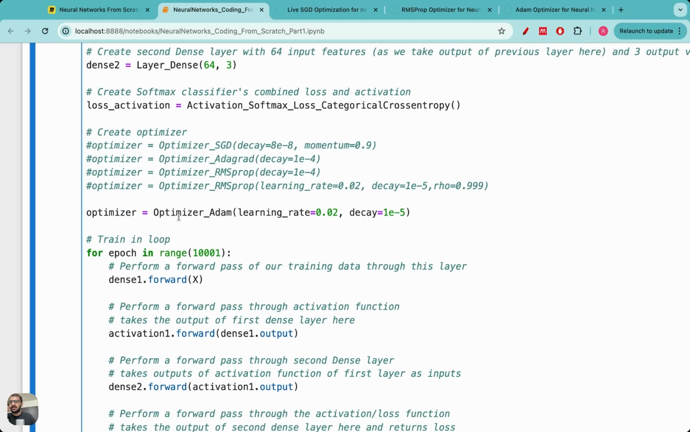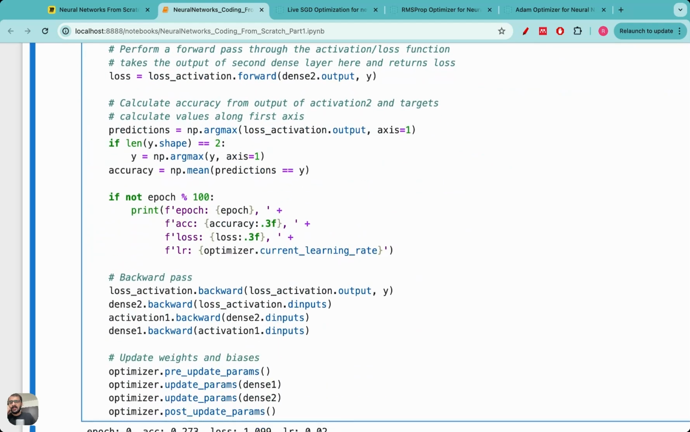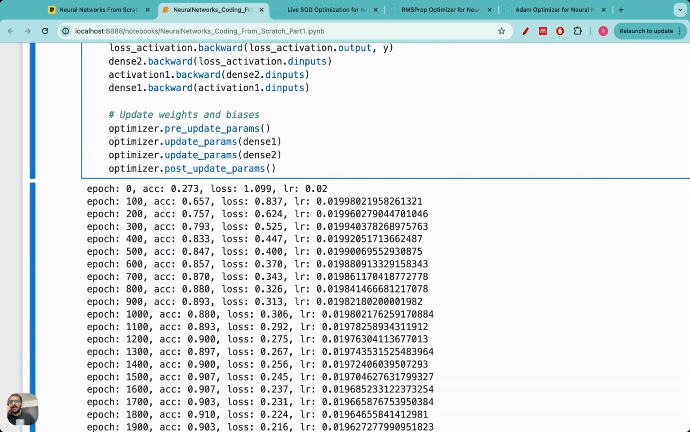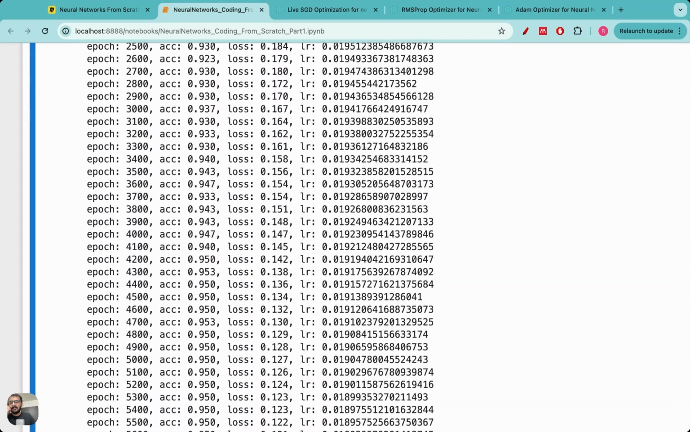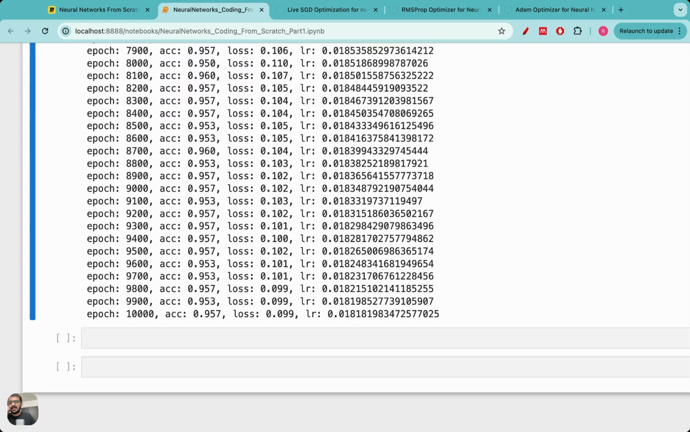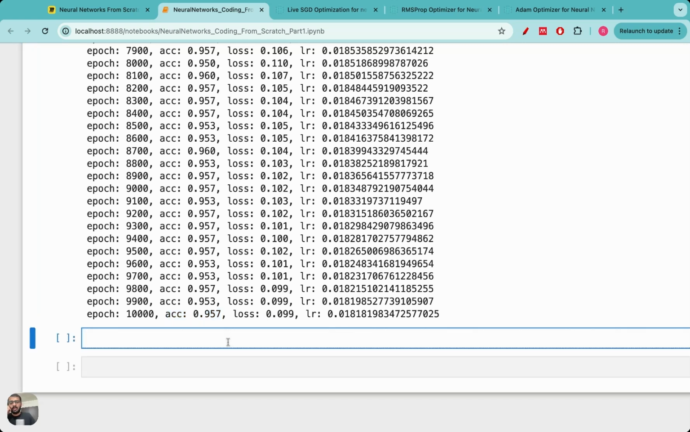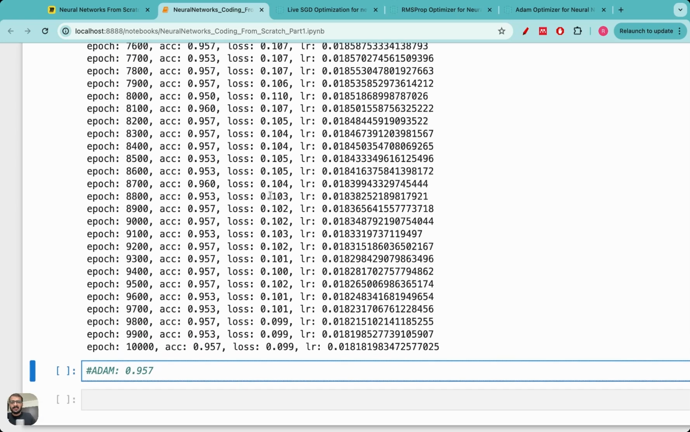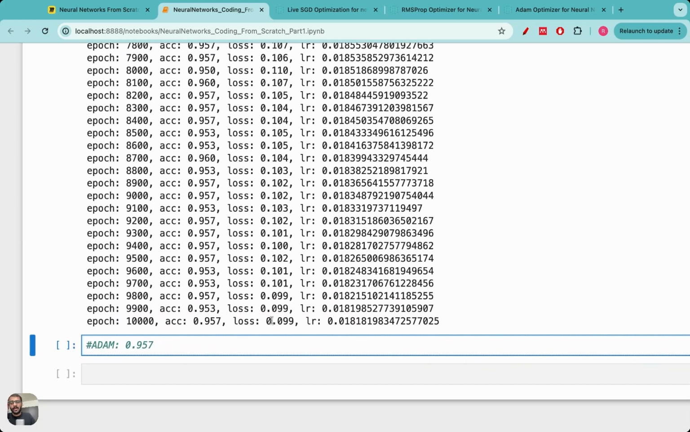And I'm going to run this code now to see the outputs. We can see that we are running 10,000 epochs. You can see 10,000 epochs have been run, and let's see the final accuracy. It's 0.957 and the loss is 0.099. So let me note down this accuracy here: for the ADAM optimizer, we got the final accuracy as 0.957, right? Which is amazing. And here you can see that the loss has decreased to 0.099.